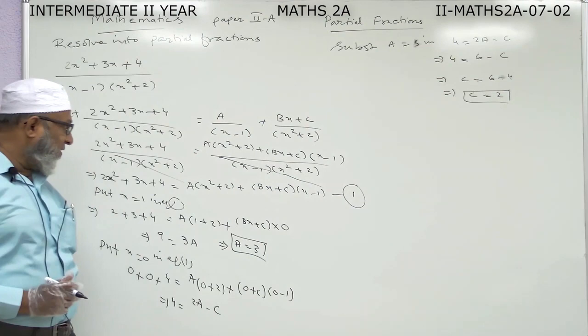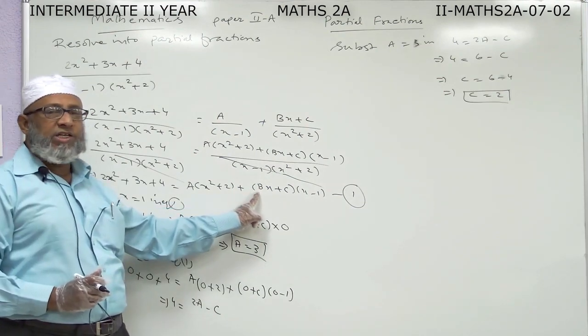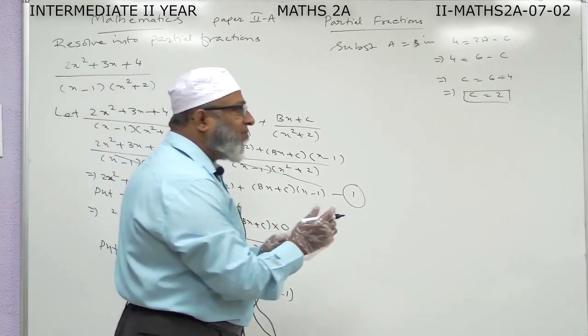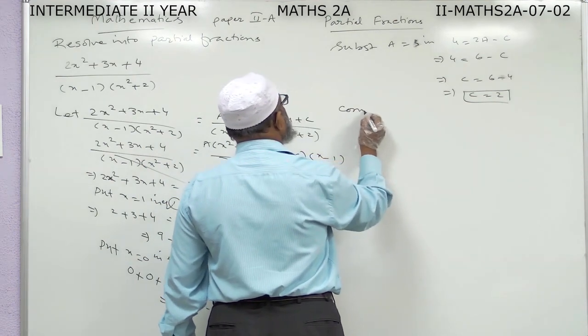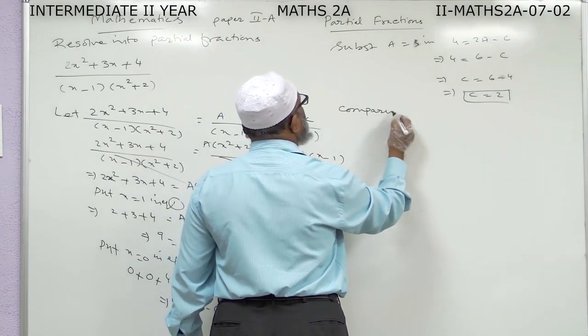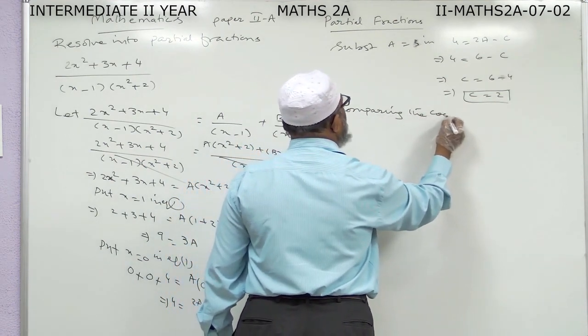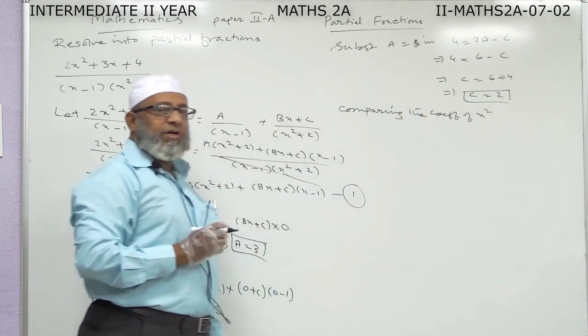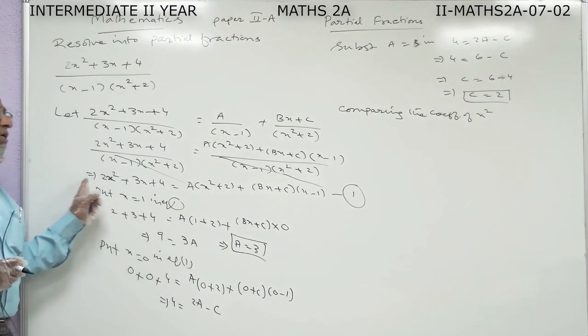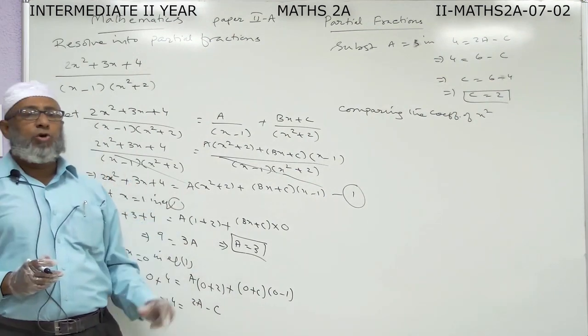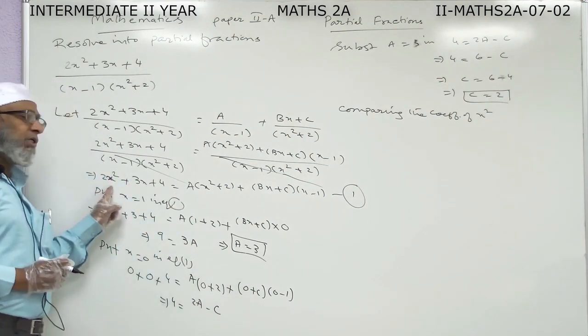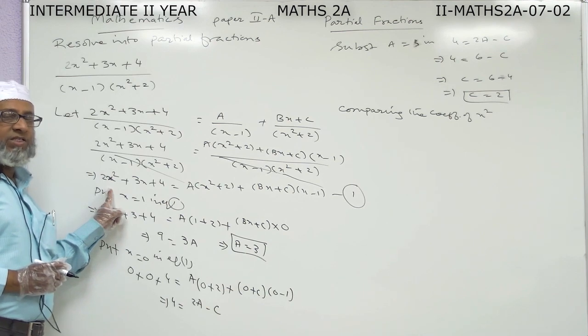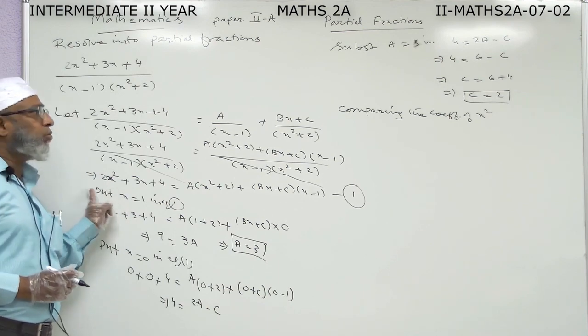Now, I have to get the value of one more constant, that is B. To get the value of B, what I am doing? Comparing the highest coefficient. Comparing the coefficient of x square. In equation 1, you have to see the highest coefficient. What is the highest coefficient? The highest power of x is x square. The coefficient of x square is 2.